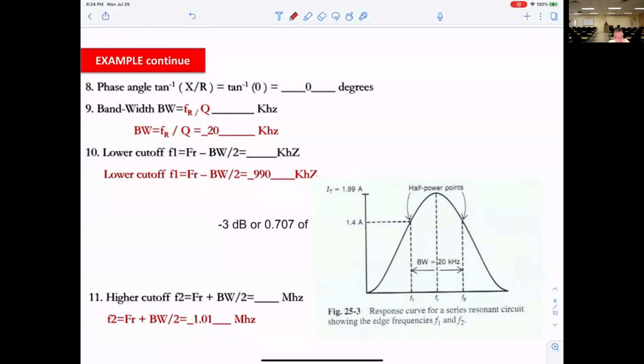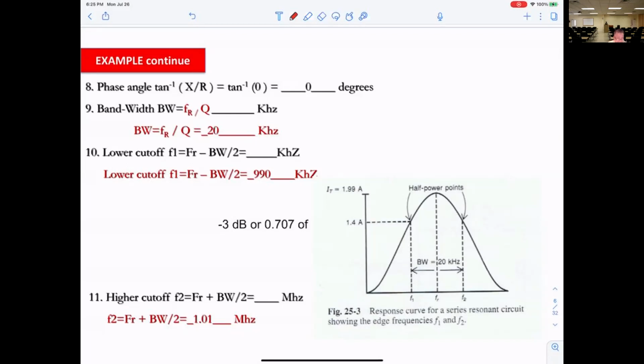That's on number 8. Because of resonance XL equal XC? No. Because the circuit only has resistance, right? At the resonance, the resistance and the voltage will be in phase. Then number 9, they calculate the bandwidth.